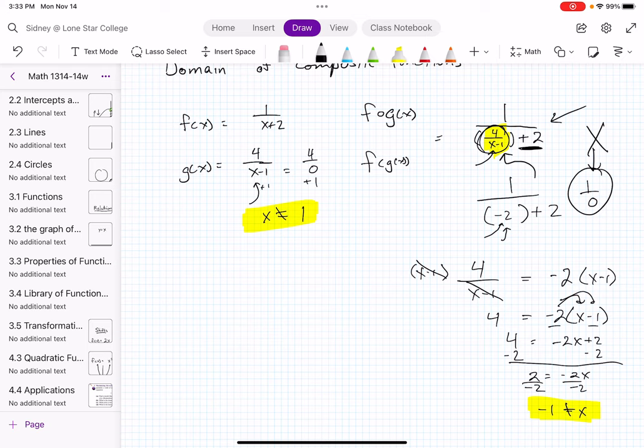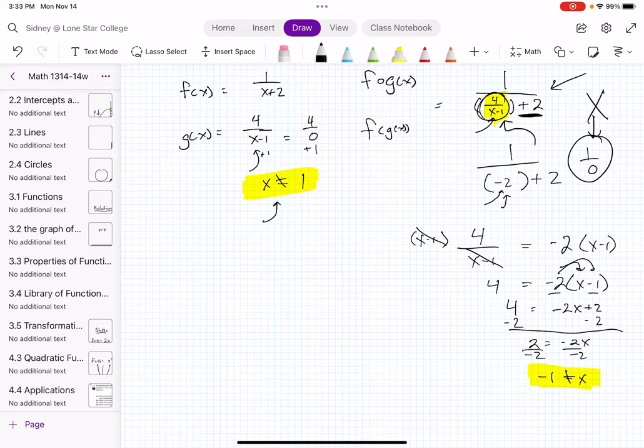Well, it can't be 1 because that makes the g function that we plug in undefined, but it also can't be negative 1, because negative 1 would make the g function have a value of negative 2, which would give us 1 over negative 2 plus 2, which would give us this right here. So you have to check two things. You have to check what you're plugging in, what is the domain, what restrictions do we have for the part we're plugging in, and then also, after we plug it in, what can it not be? So there's two things we have to check.